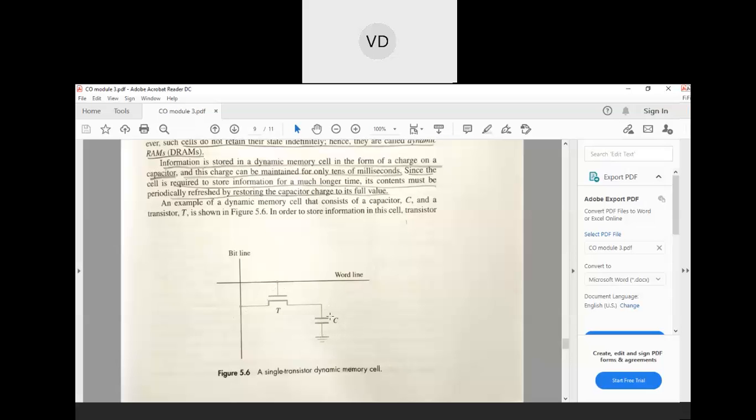How to maintain this for a large amount of time is by periodically refreshing and restoring the capacitor charge to full. How we refresh is the next point. But for now you have to remember that the data stored in the cell is maintained in the form of this capacitor charge. When the capacitor is fully charged, the data is maintained in the cell. When the charge on this capacitor starts to discharge, the data might be lost. To avoid this, we are going to refresh this capacitor to restore the charge on it.